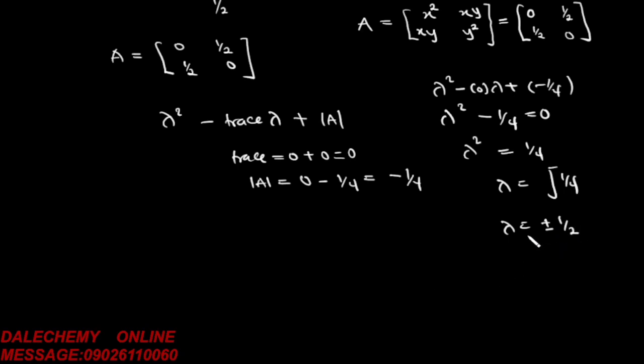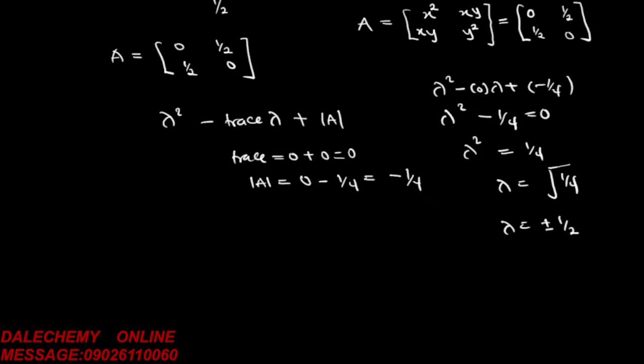Don't forget to put plus or minus, because the square root of a number is another number that when you multiply it by itself, you get the number under that square root. So the square root of 1 over 4 is not only plus 1 over 2. Minus 1 over 2 is also a square root, because minus 1 over 2 times minus 1 over 2 will give you 1 over 4. The same way plus 1 over 2 multiplied by plus 1 over 2 will give you 1 over 4. So your lambda can be plus 1 over 2 or minus 1 over 2. Alright, so that's our eigenvalue.